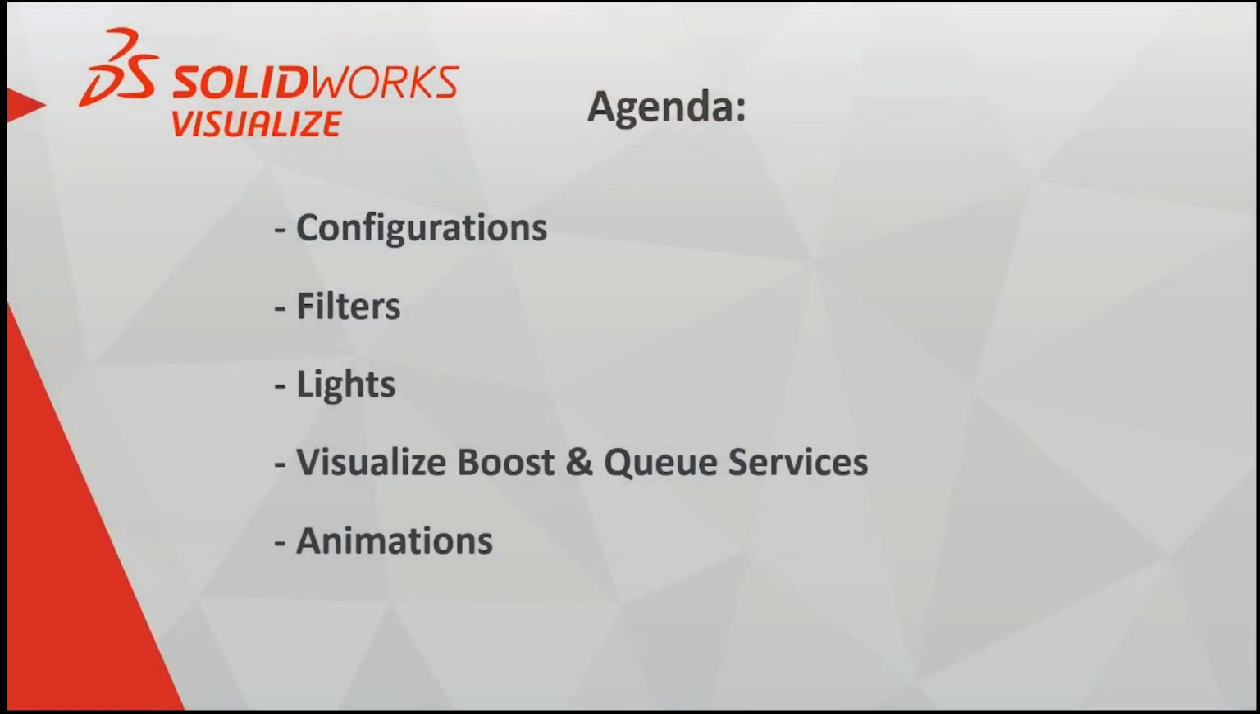So the key features I want to discuss are configurations to give your customers some choices, filters to add some drama, lights to concentrate on the finer details, Visualize Boost and the queue services to maximize your performance and your productivity. And then obviously animations, which is the biggest one, to tell the deepest story of your product. Now, these are the ones that I found most of our clients use who do use Visualize Professional, but there are a few more differences.